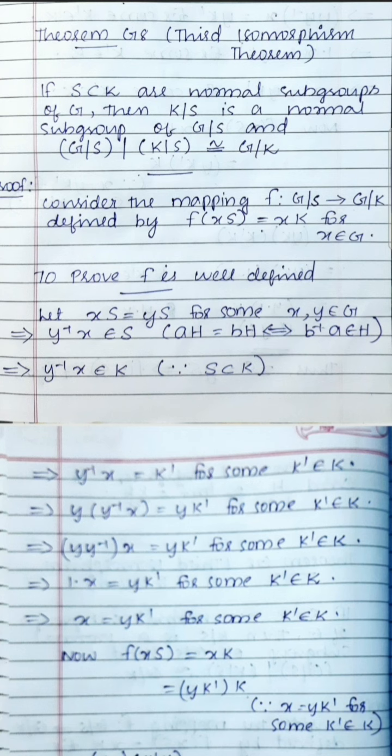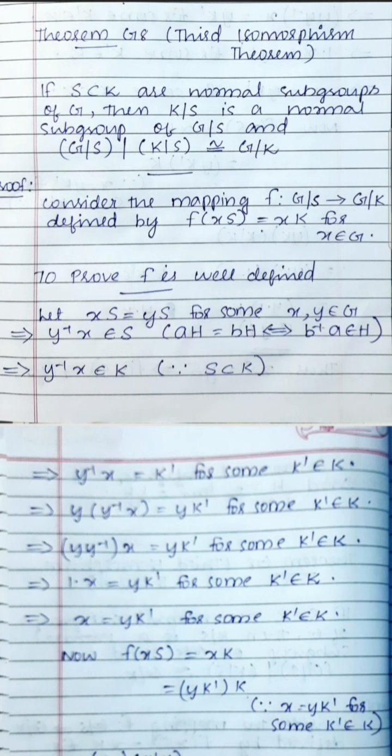So our aim is to prove two things in this theorem, just like in the second isomorphism theorem. First, K by S is a normal subgroup of G by S, and the second thing we need to prove is G by S by K by S is isomorphic to G by K. We are given S is contained in K, which is a normal subgroup of G. So this is what the third isomorphism theorem is. Let's move on to the proof.